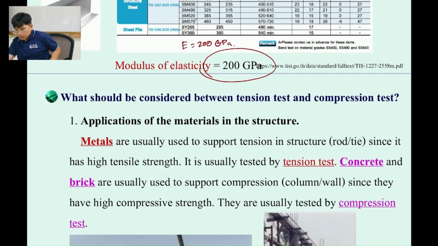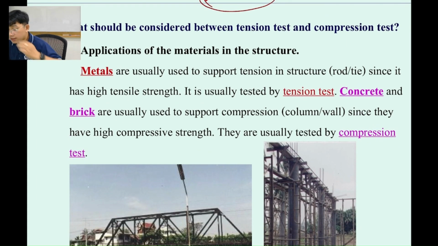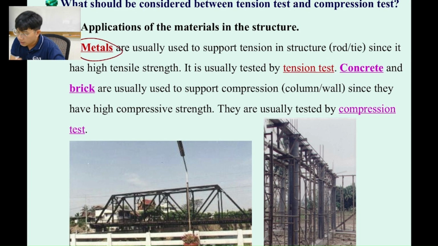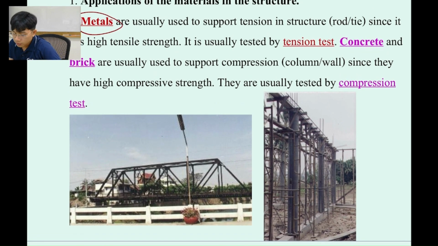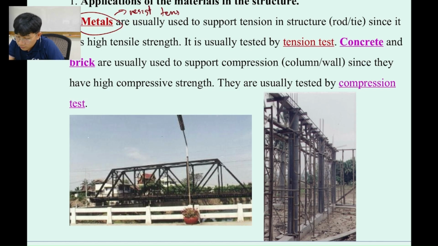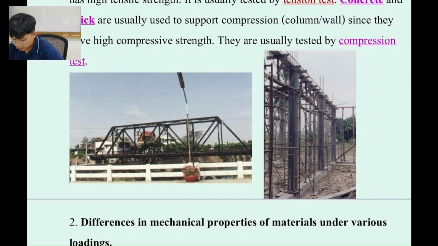Next is going to be the question that is frequently asked: how can we know which material to test for compression or which material to test for tension? So basically it depends on your usage. For example, metal. Most of the time we're going to use metal to resist tensile force. So when we use it to resist tensile force, most of the time we're going to test for tension. We're going to use tension tests.